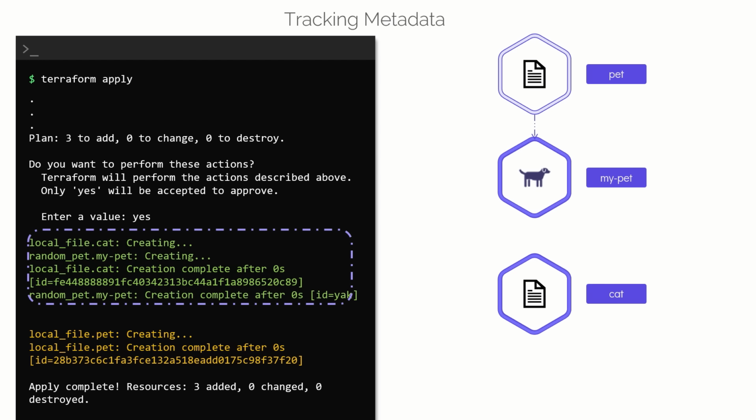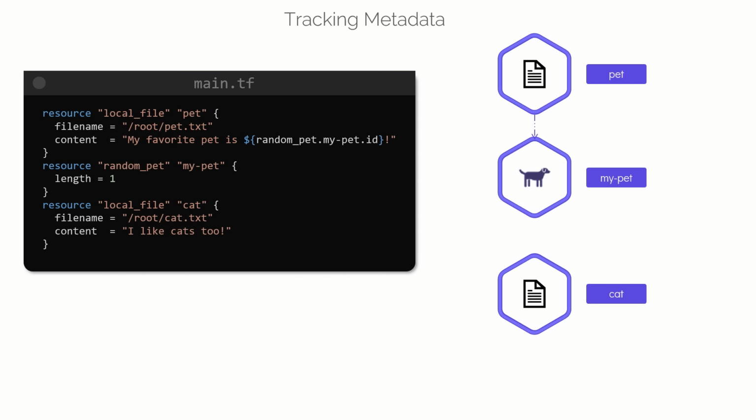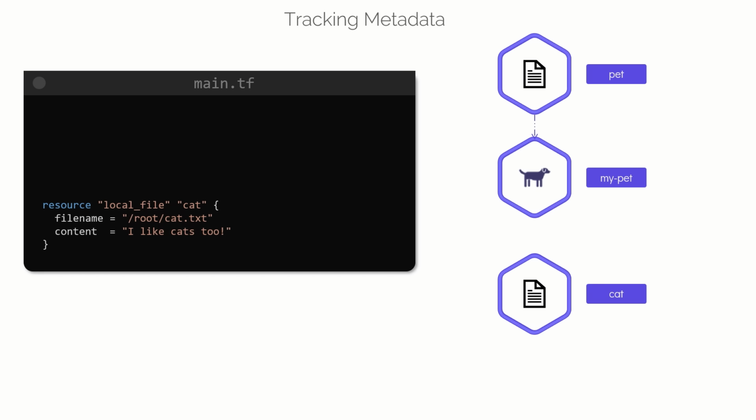We can see that the local file with the name cat and the random pet resource with the name myPet are the first resources to be created. Once that is done, only then is the local file resource called pet created. Until now, we do not rely on state for the provisioning. But what if we decide to delete the random pet resource and the dependent local file from the configuration? Let us now look at what happens when we remove resources from the file. For example, we remove the local file and the random pet resource from the file.